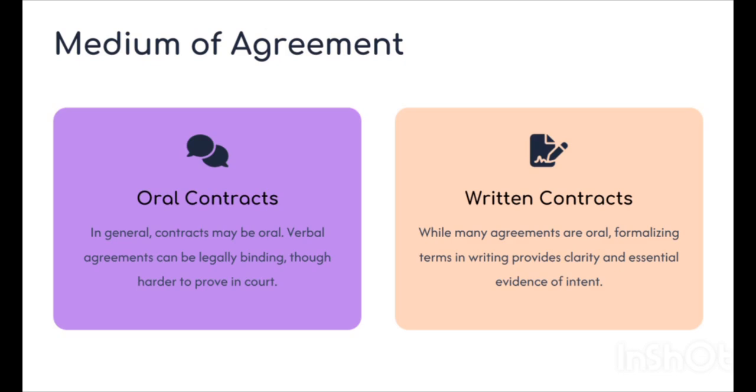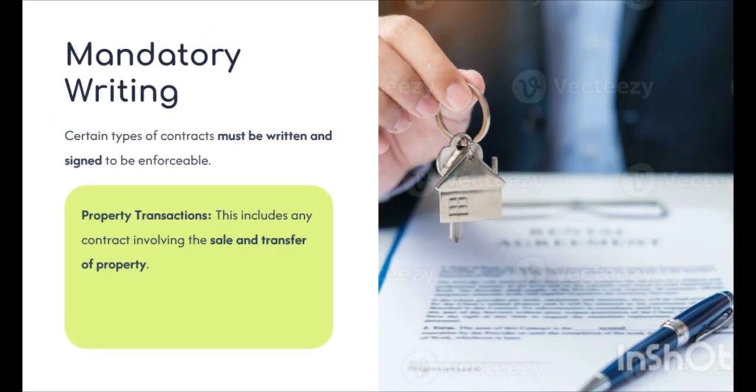The next is written contracts. That is, while many agreements are oral, formalizing terms in writing provides clarity and essential evidence of intent. Next is mandatory writing. That is, certain types of contracts must be written and signed to be enforceable. Property transactions: this includes any contract involving the sale and transfer of property.